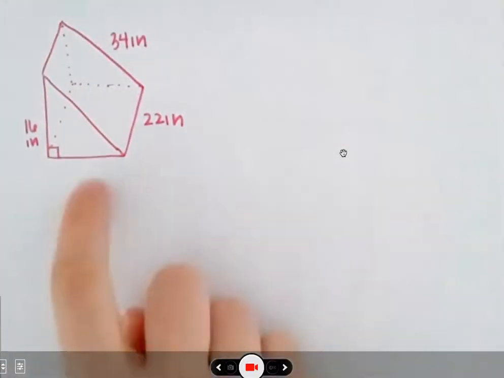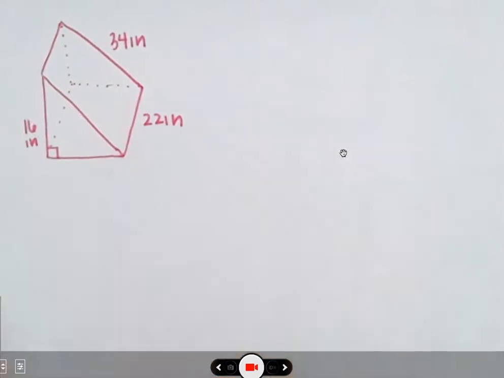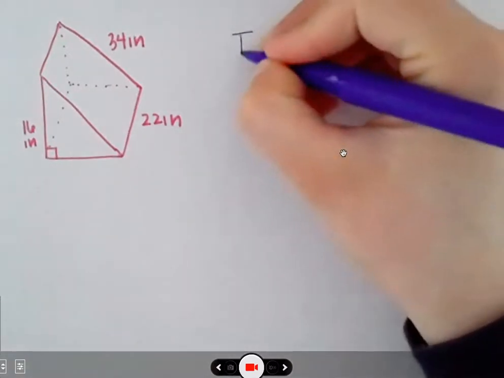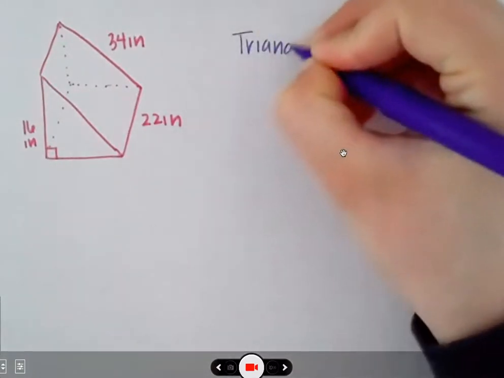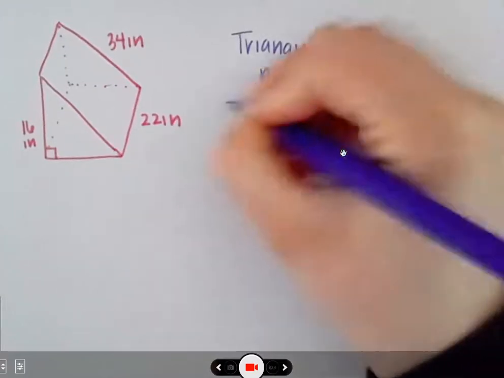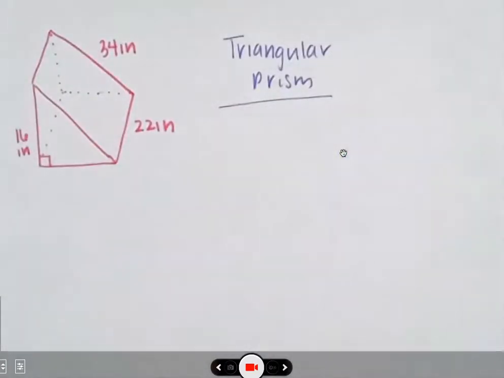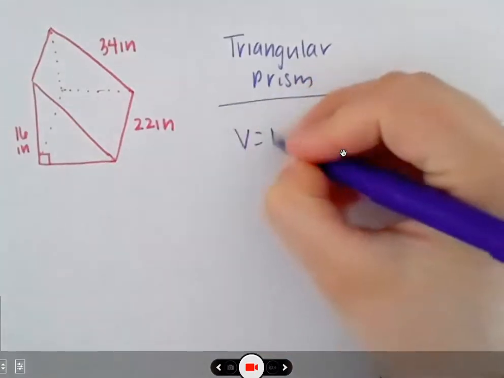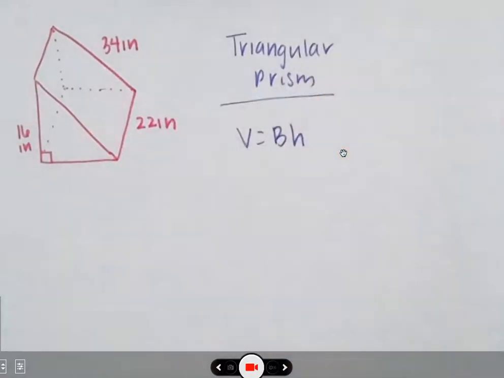This is my really poor drawing of a triangular prism, but we'll be okay. I think we can manage. Maybe you can see it. It's like a triangular prism sitting on its side. So we have a triangular prism. Okay, so if I want to find the volume of this, remember it's volume equals base area times height.